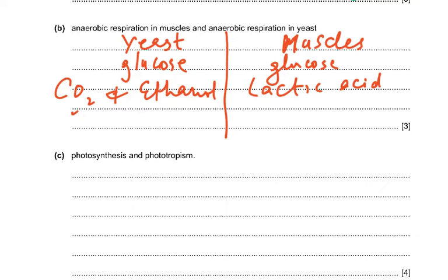Of course, this could get you 2 marks, and this was a 3-mark question. So 1 mark is for glucose required for both. The other mark is for lactic acid. The 3rd mark is for carbon dioxide. The 4th mark is for ethanol. And of course, you could have also said that in muscles this is because of an oxygen debt.